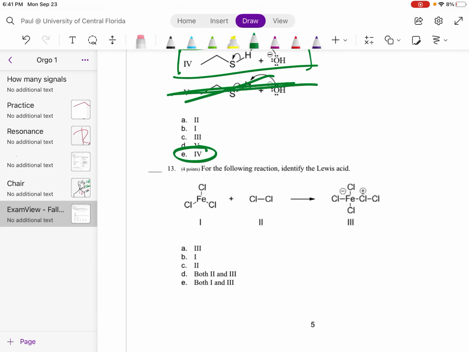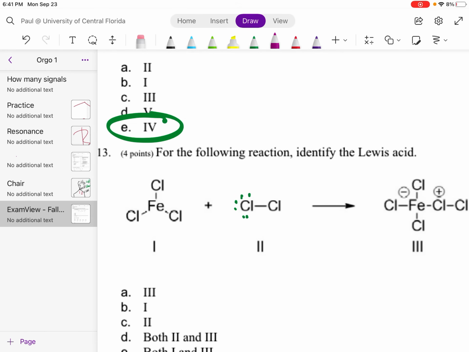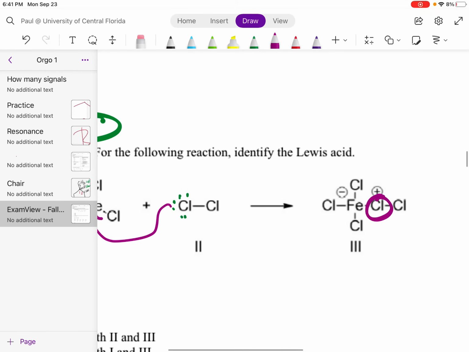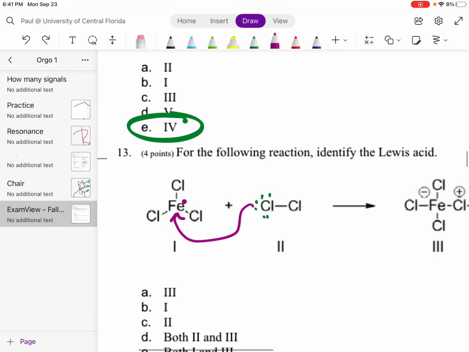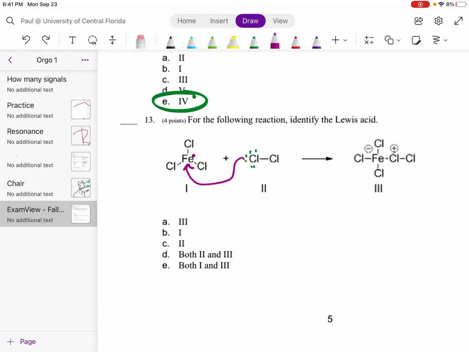For the following reaction, identify the Lewis acid. Okay, so which species is gaining electrons? Look at it mechanistically. We have this coming in and attacking like that. Because now we have this chlorine that has a formal charge of +1, and then the iron atom right here has a -1 charge. So Lewis acids are species that accept electrons, and that's what the iron atom's doing right there. So that's the Lewis acid, the fluorine, which is molecule 1.